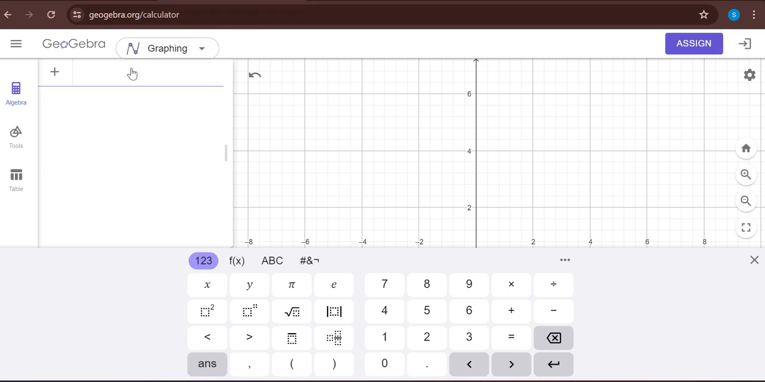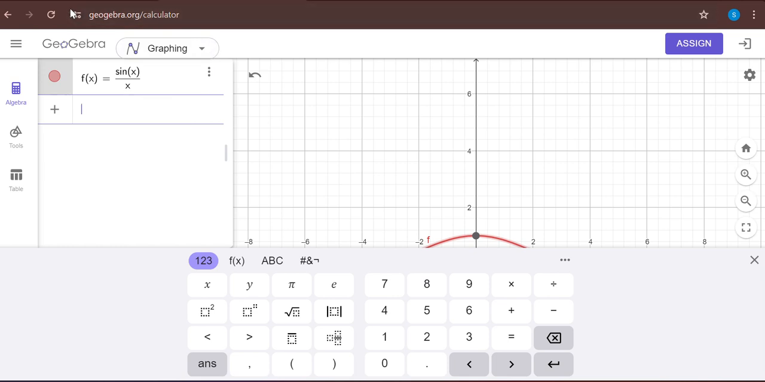Today we are going to talk about sin x by x. You already know the sin x by x formula from the class 11 limit chapter, but today we are not talking about this formula. We will look at the graph of sin x by x.